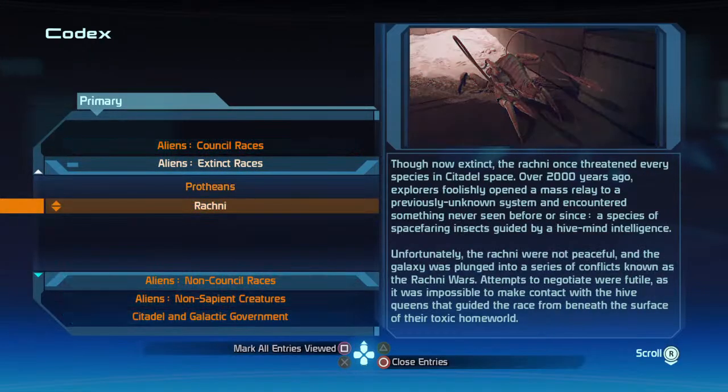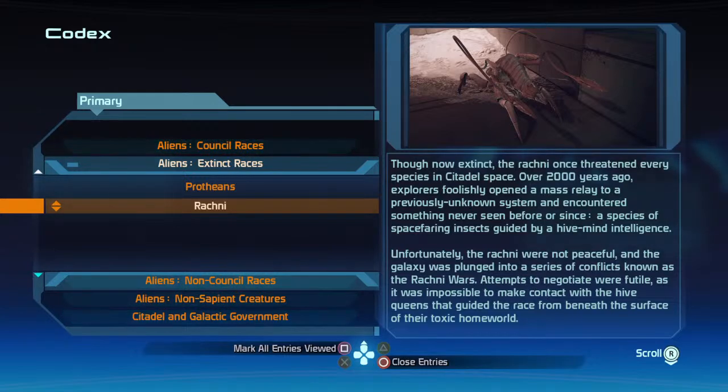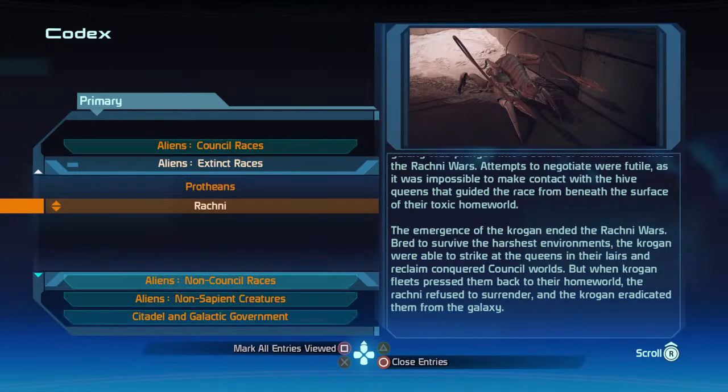Though now extinct, the Rachni once threatened every species in Citadel space. Over 2,000 years ago, explorers foolishly opened a mass relay to a previously unknown system and encountered something never seen before or since, a species of spacefaring insects.